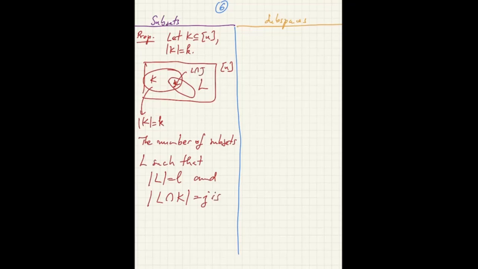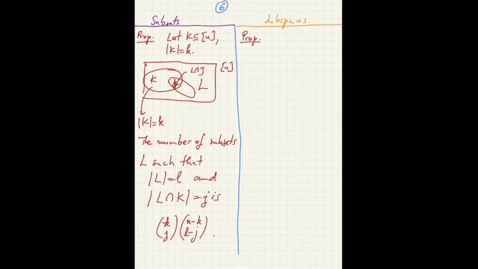Well, what is the number? So we are given a fixed subset K, and we want to count the number of L subsets that intersect K in cardinality j. So if we pick this intersection j, we have k choose j such choices. And for each such choice, we can pick the remaining l minus j elements of L from a set of cardinality n minus k. So that's the answer here.